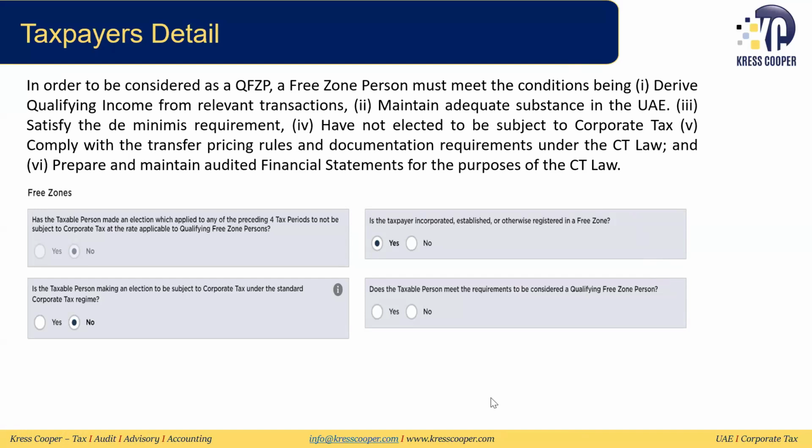Okay. So then it is asking, does the taxable person meet the requirements to be considered a qualifying free zone person? Now we have already discussed what the requirements are. So if, for example, a company is not meeting any of the requirements, let's suppose they don't have adequate substance in the UAE, or they are not able to maintain the de minimis requirement, they're reaching the threshold, or they've made the election, then they have to click no. And if they have also opted to be subject to corporate tax under the standard corporate tax regime, they are not meeting the requirement, then they will be clicking no here.